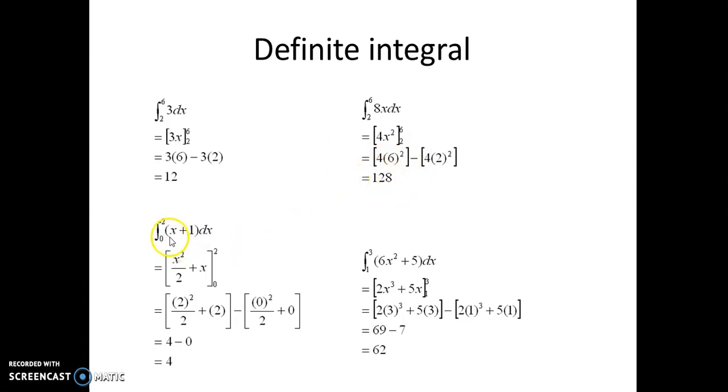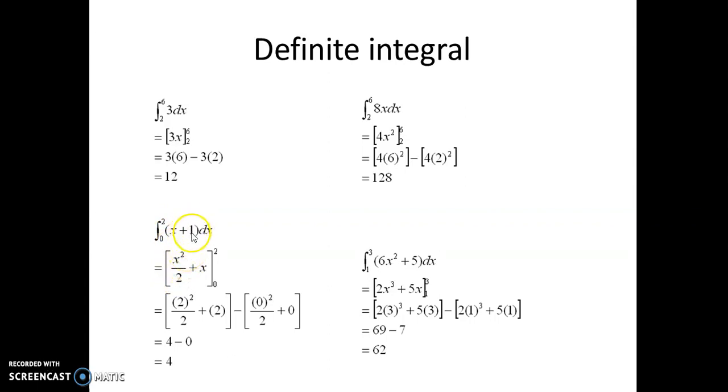Here we again are going to get the definite integral of f of x between the limits of x equal to 0 and x equal to 2. So first you're going to integrate that. So here we've got x plus 1. So you're going to treat them as individual functions. So x is raised to the power of 1. So 1 plus 1 is 2. So therefore, I would have 1 over 2, which is a half, x squared.